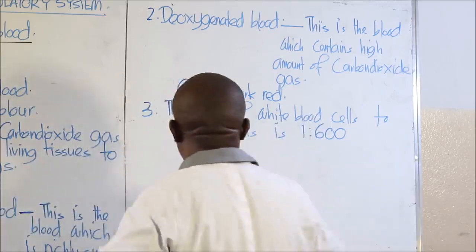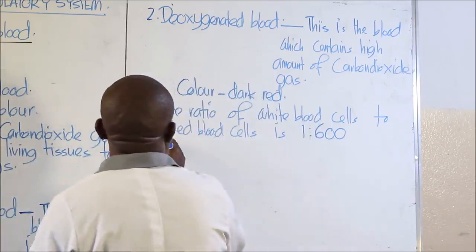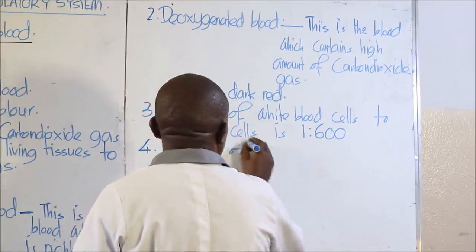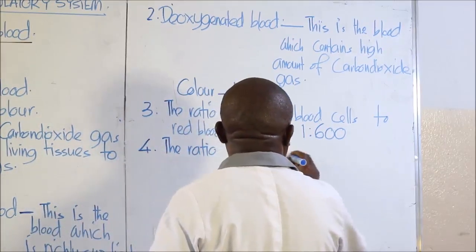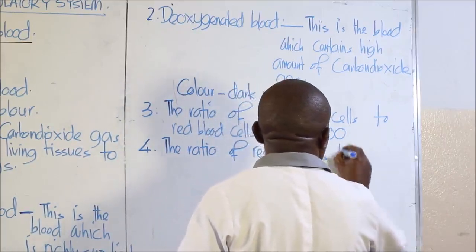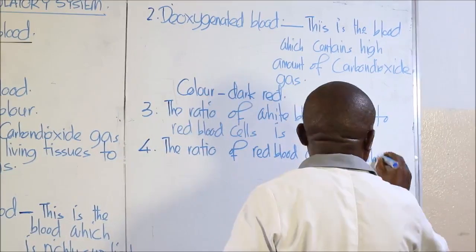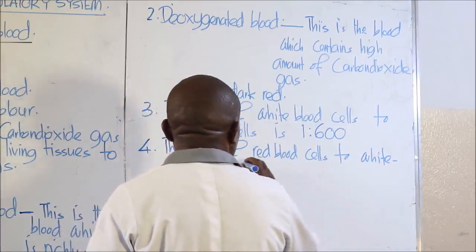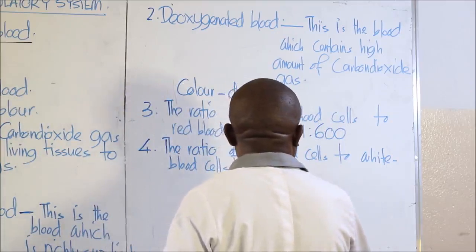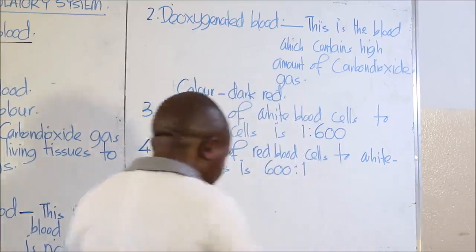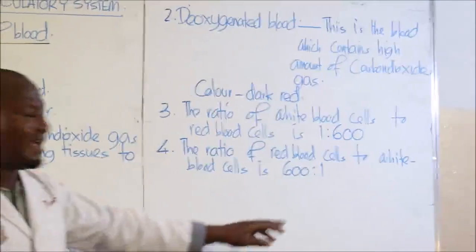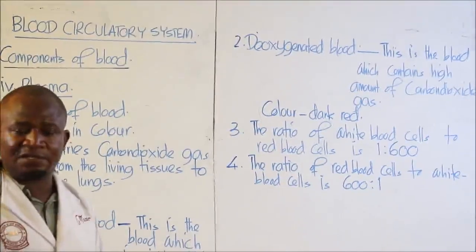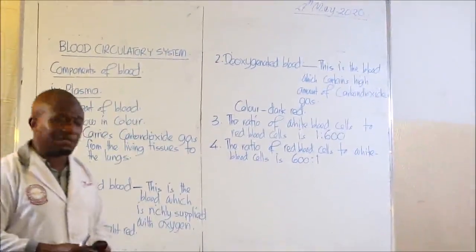So the vice versa is true, which is to say, therefore, I'll make it point number 4. The ratio of red blood cells to white blood cells will be the vice versa, 600 to 1, which actually has the same meaning. That is, for every 600 cells in the blood sample, there's only one, which gives us this kind of interesting numbers. But this fact is very, very important, and I don't want you to forget it.